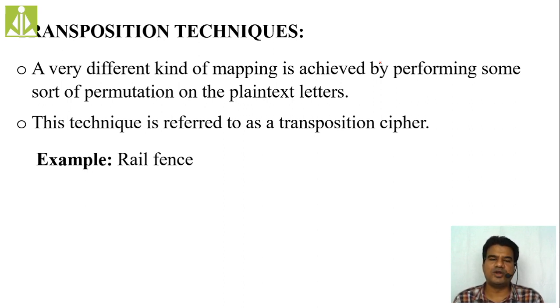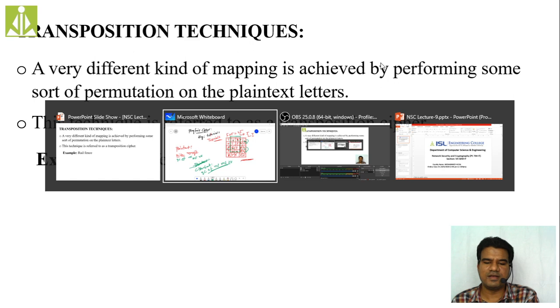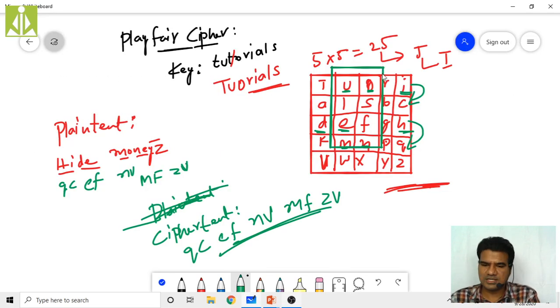Unlike substitution, here we perform what we call transposition. Instead of selecting a replacement for the given plain text character, we simply shuffle whatever characters we have inside the plain text. We'll shuffle those characters only, we'll not take any other character into consideration. So that is the transposition technique, and an example for it is the rail fence technique, and how that technique works we see over here.